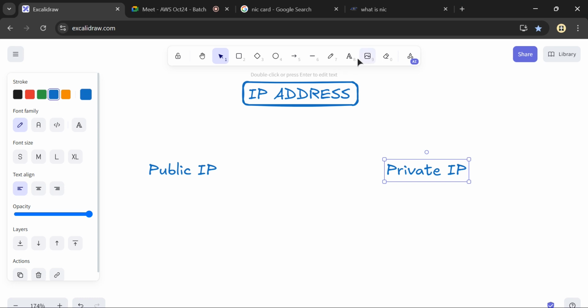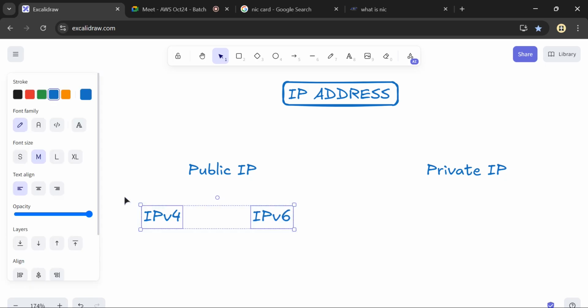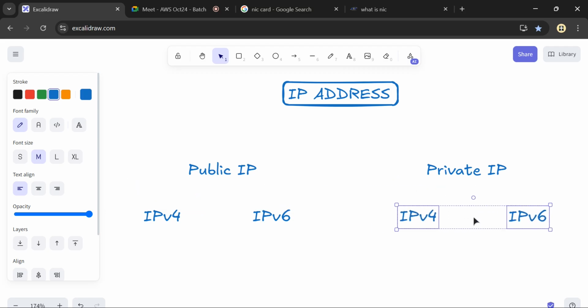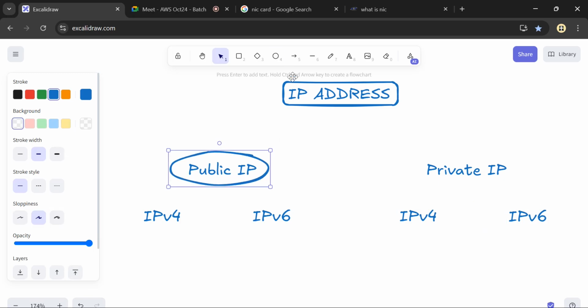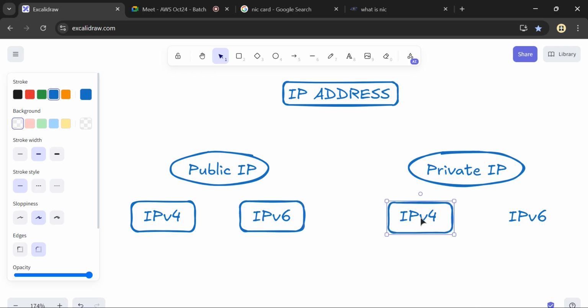And in this also we have IPv4 and IPv6. So public IP can be of IPv4. They can also be of IPv6. Same is the case with private IP as well. So there are two categories of IPs. We have the public IP and private IPs. And furthermore, they can either be IPv4 or IPv6. So your public IP can either be an IPv4 public IP or an IPv6 public IP. Same is the case with private IP as well.